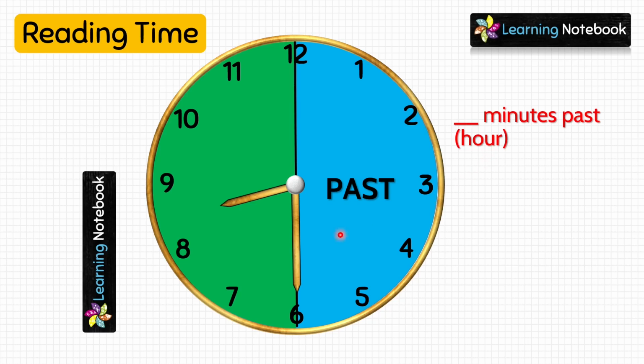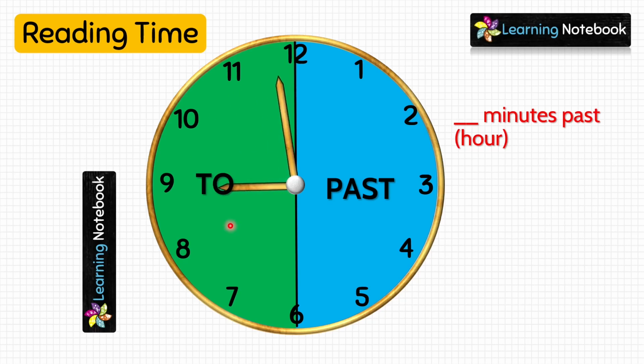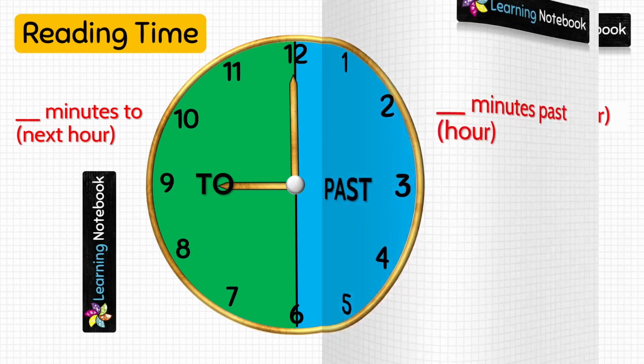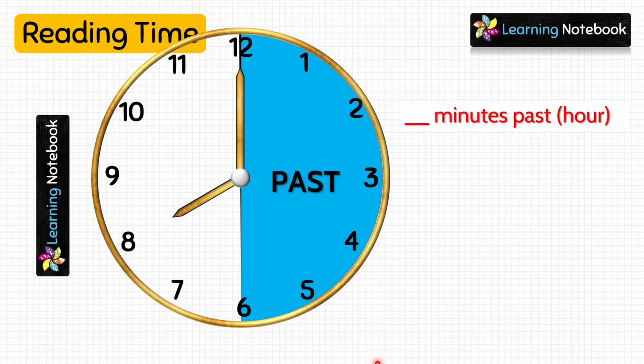Now, when the minute hand is in this green part, or we can say on the left side of the clock, then we read the time as dash minutes to next hour. Now let's see some examples when the minute hand is on the right side of the clock, that is in this blue part. As of now, the clock is showing the time as 8 or 8 o'clock.